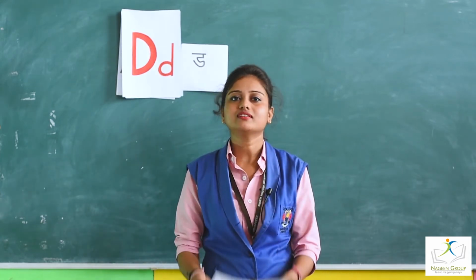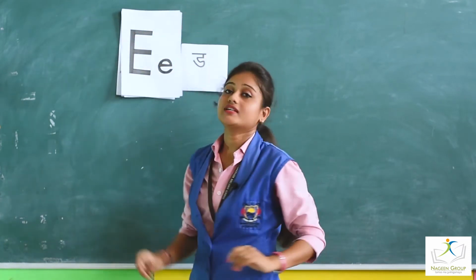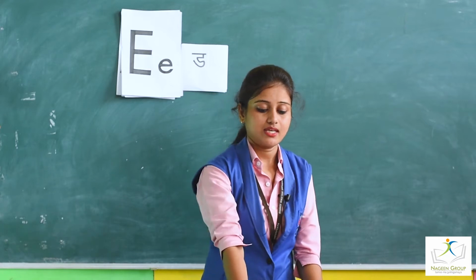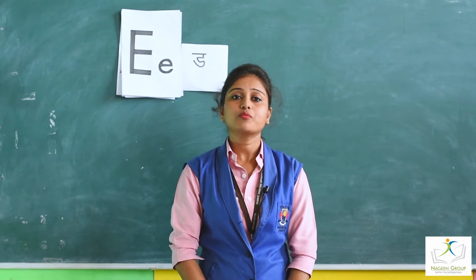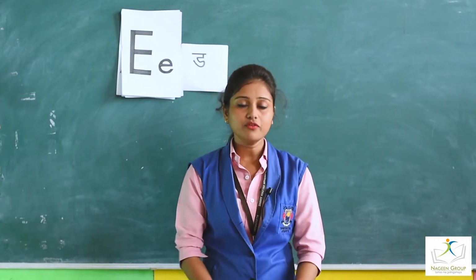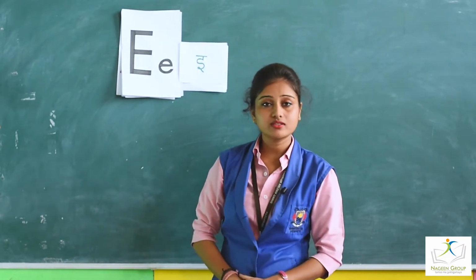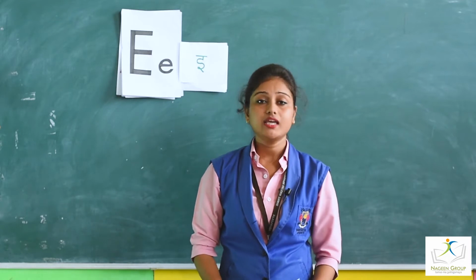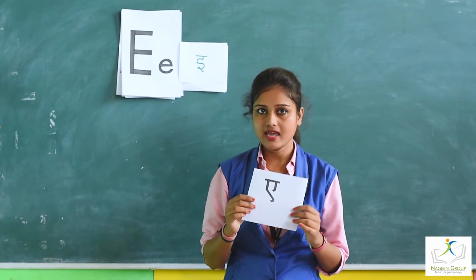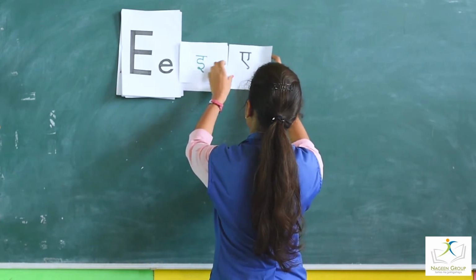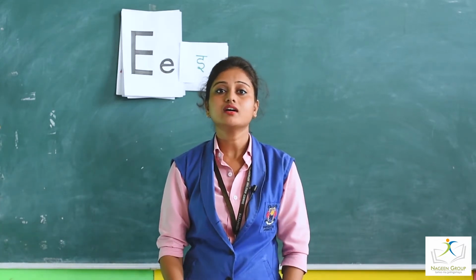Next I have the letter E. Letter E has two sounds. One is E and one is A. When E is followed by any vowel, it has a long sound of E, as in eagle and ear. When E is followed by any consonant, it has a short sound of A, as in elbow.